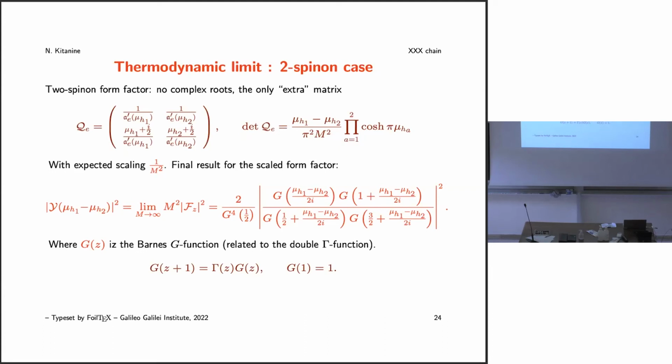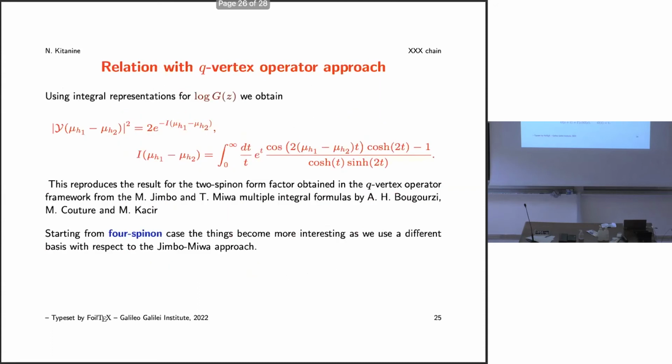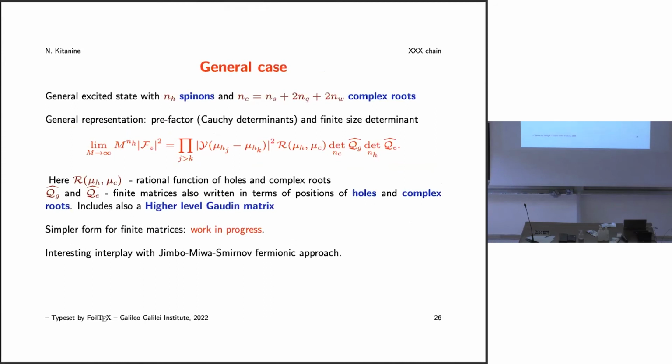Leads because from the Q-vertex operator approach, the same results were obtained, in a little bit different form. You can prove that these two formulas are equivalent, but more or less it was already done. But starting from the 4 spinon case, we have complex roots, and complex roots are something which don't appear in the Q-vertex operator approach. So we go to this, but the general results anyway are very finite results.